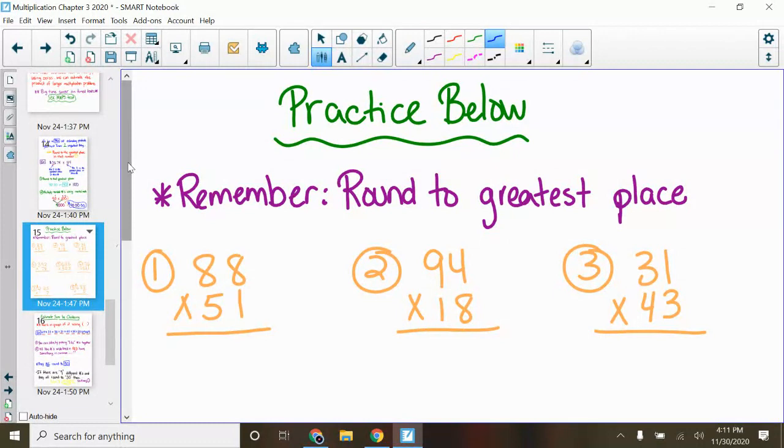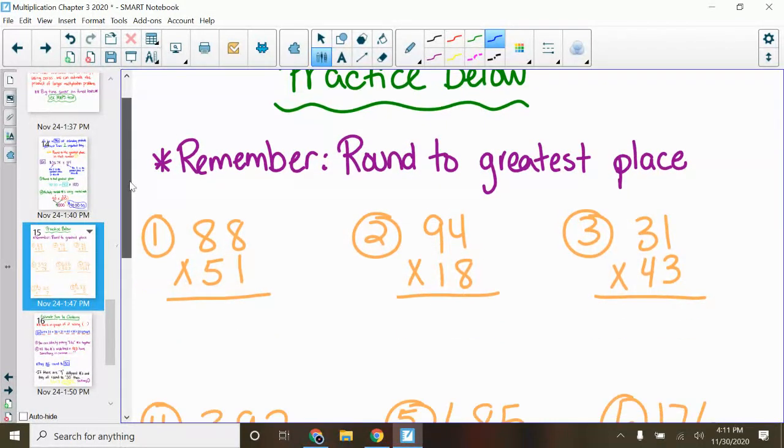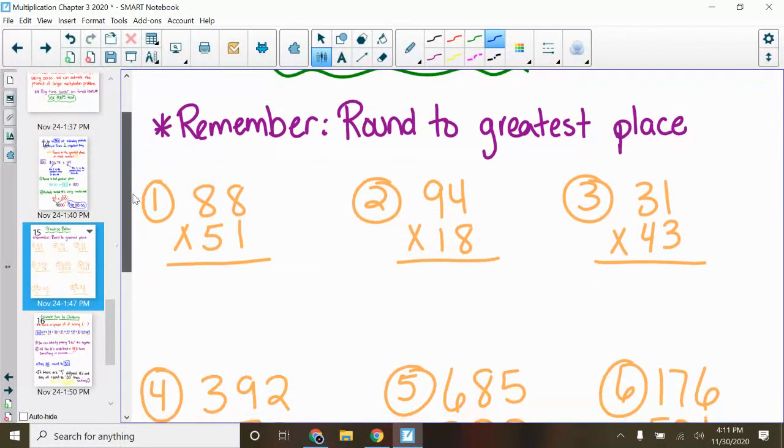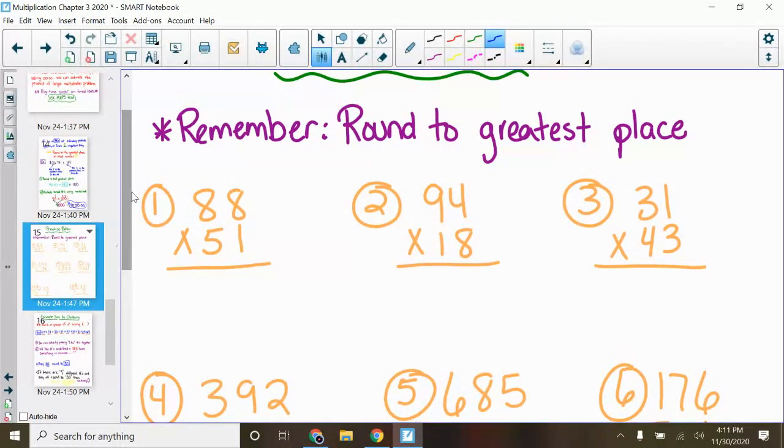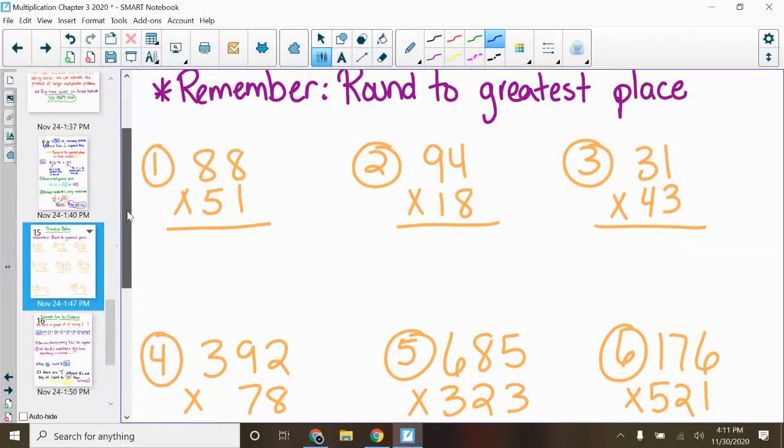So again, this is estimating. We're not really looking to get the exact answer, but we're trying to estimate what we think the answer is going to be. As you can see right here on our practice page, the star tells me to round to the greatest place. So I'll do the first one with you just to make sure that everybody understands how we're going to go about solving this particular problem.